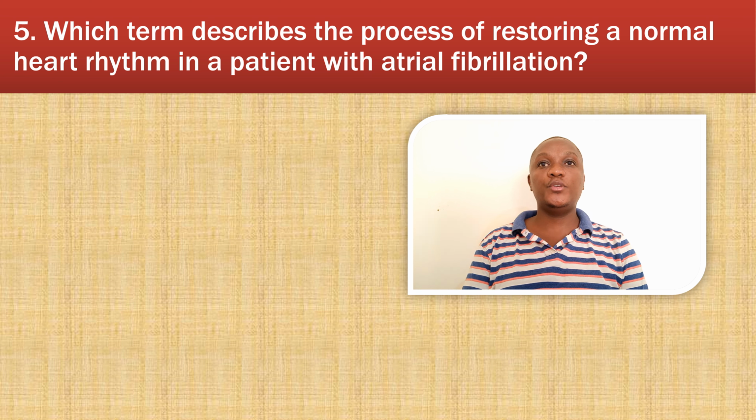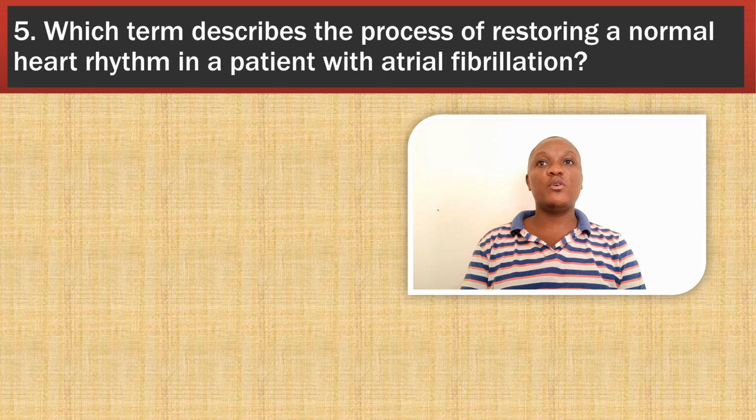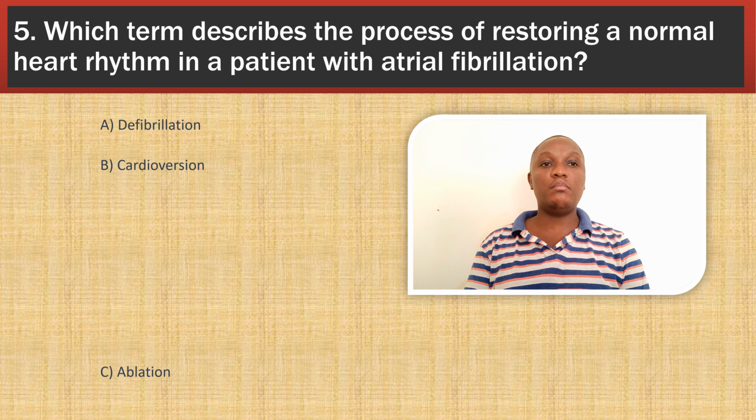Question 5. Which term describes the process of restoring a normal heart rhythm in a patient with atrial fibrillation? A. Defibrillation. B. Cardioversion. C. Ablation. D. Pacing. Pick your answer.